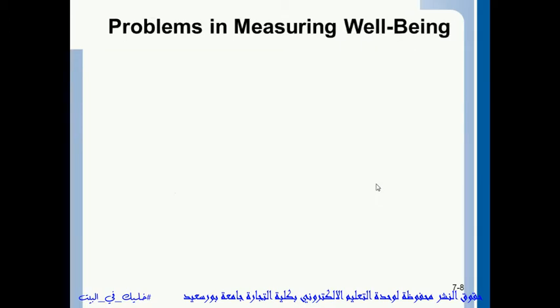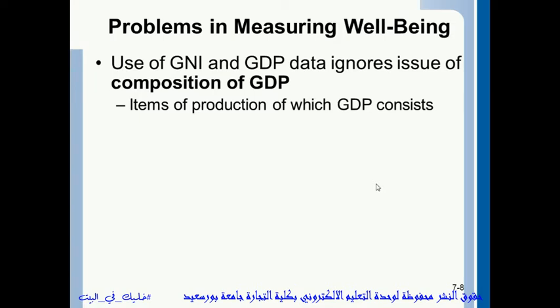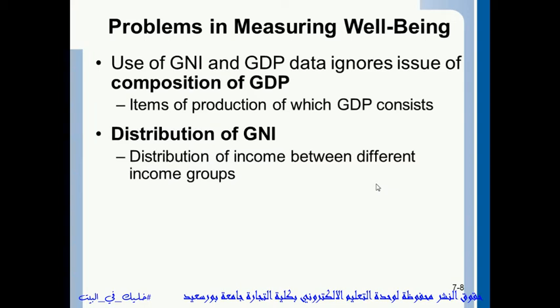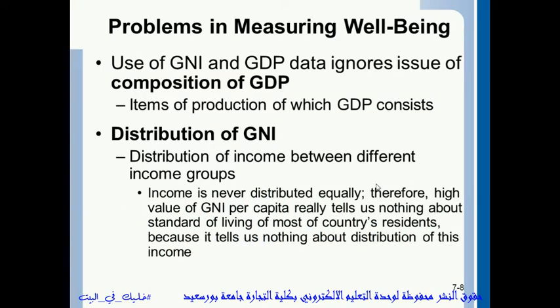Problems in measuring the well-being of people. Use of GNI and GDP data ignores the issue of the composition of GDP, the items of production of which GDP consists, and the distribution of GNI, the distribution of income between different income groups. Income is never distributed equally. It is unfair. Therefore, a high value of GNI per capita really tells us nothing about the standard of living of most people of the country, because it tells us nothing about the distribution of this income.